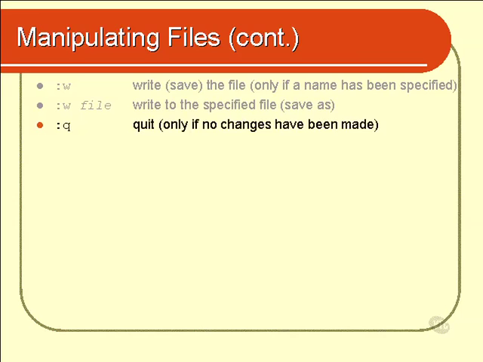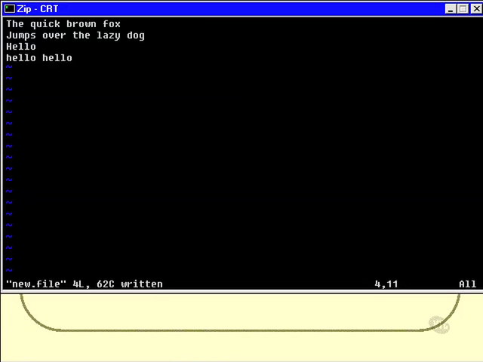Let's have a look at that. Now I have saved this particular file, so I can do :Q, and it just drops me back out to the shell prompt. If I go back in, vi new.file, and make a change, another line for example. Now if I try and do :Q, it tells me that I have made no write since my last change. So it gives me an error message.